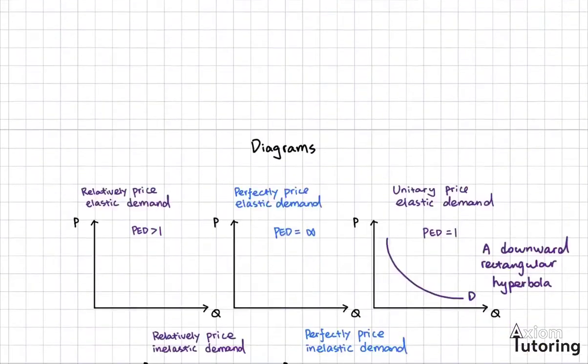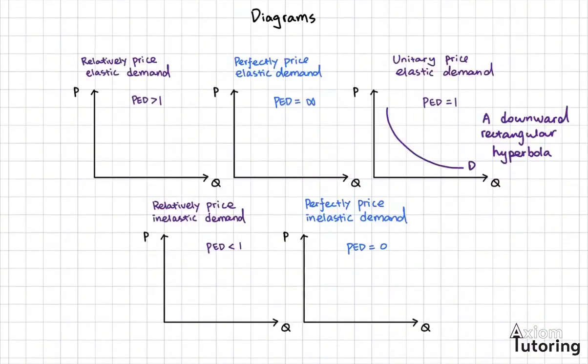Now, let's look at some of the diagrams. Demand is relatively price elastic when PED is greater than 1 and the demand curve is flat. This means consumers respond strongly to price changes. A given proportionate change in price will lead to a more than proportionate change in quantity demanded.